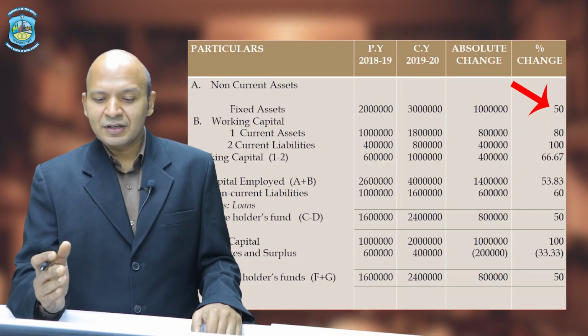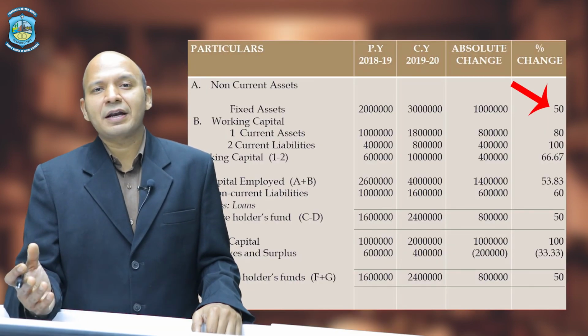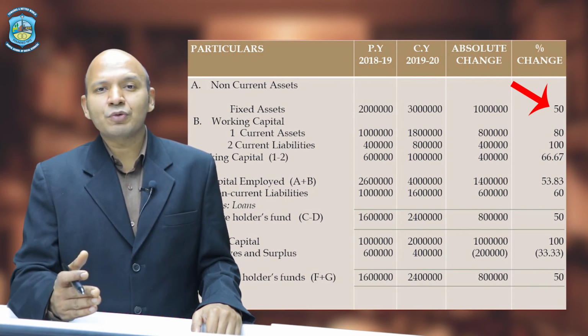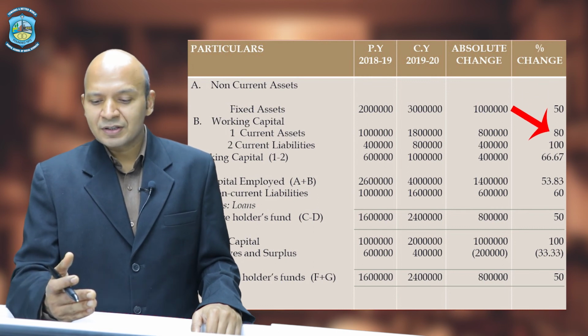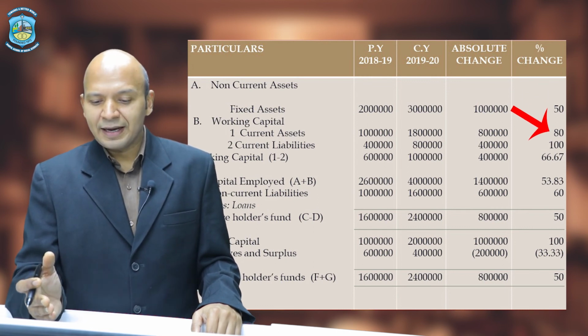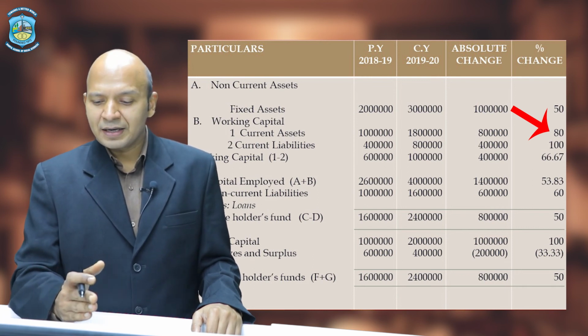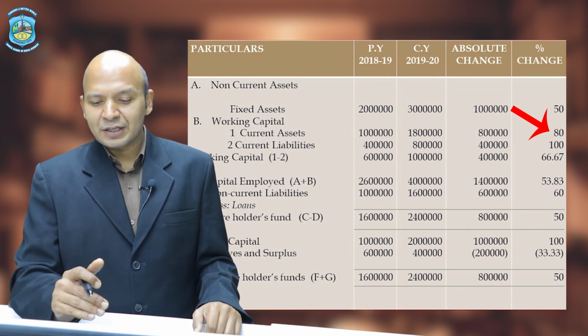For calculating percentage change, we have already discussed the formula, that is absolute change divided by previous year amount multiplied by 100. If we have to calculate for the fixed assets, how to calculate? It is 10 lakhs divided by 20 lakhs multiplied by 100, the percentage change is 50%. If we have to compute percentage change for current assets, absolute change is 8 lakhs, previous year amount it is 10 lakhs, so 8 lakhs divided by 10 lakhs multiplied by 100, it is 80%.